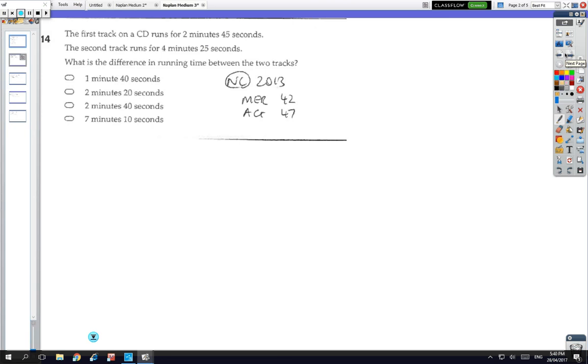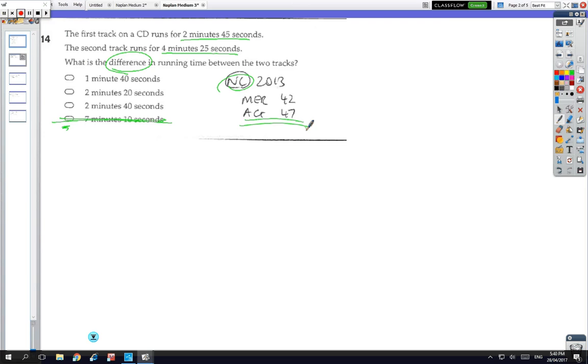Okay, so a track runs 2:45, another track runs for 4:25. What's the difference in the times? So we're going to subtract, so 4 and 2. This answer is ridiculous because that would probably be the addition. So we're just left with 3 other answers. This answer here was an addition for those people who didn't read the word difference. Again, we've got non-calculator, and we've got less than half the kids get it right. So pause when you're ready, come back live.